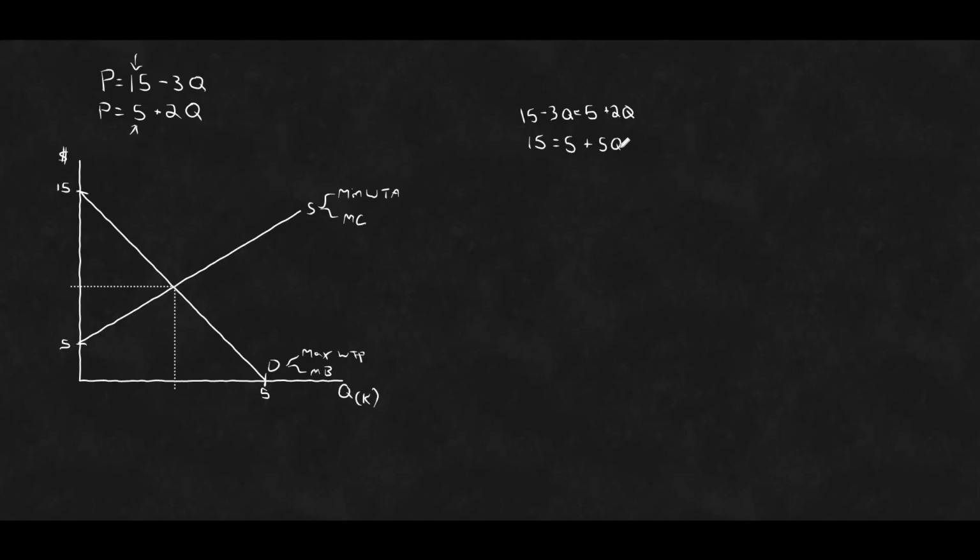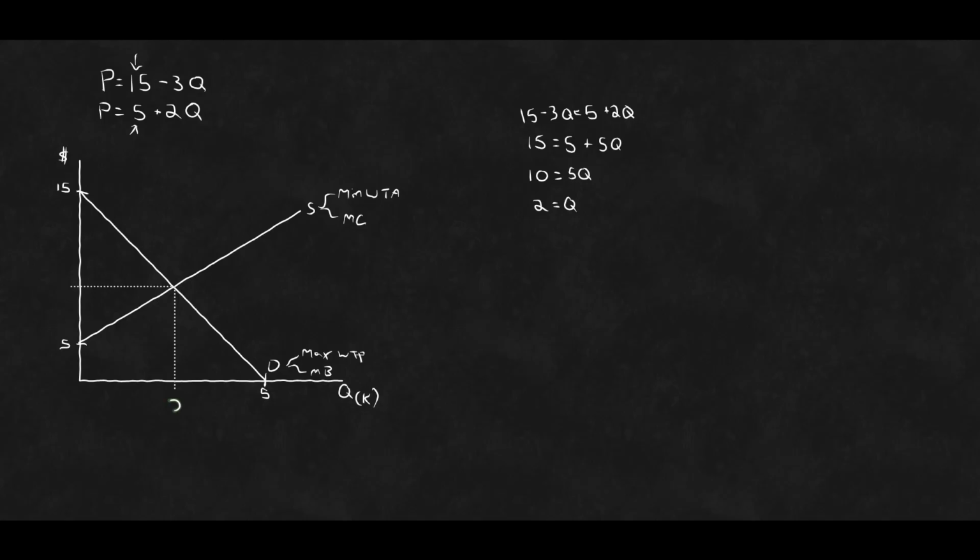Now that our q's are consolidated, we want to isolate them. So let's move this 5 to the other side. Minus 5 from both sides, and we have 10 equals 5q. Continuing to isolate, divide both sides by 5 to get q by itself. So 10 divided by 5 gives us 2 equals q.